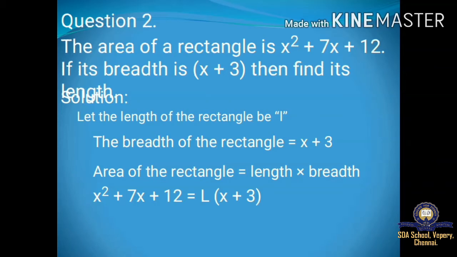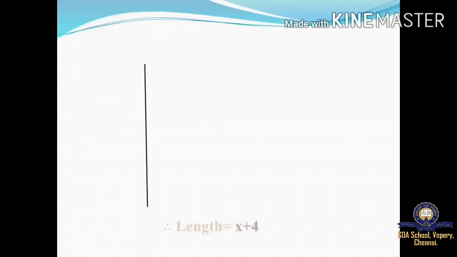Now, if we have to find length alone, what will happen to x plus 3? It will go to the other side, denominator, right? So, my length will be equal to x square plus 7x plus 12 divided by x plus 3. Got it, students? Now I have to divide this polynomial with x plus 3. How do I divide? Using the long division method. What is my long division method? First of all, I have to write my polynomial inside, then x plus 3 should be written outside.